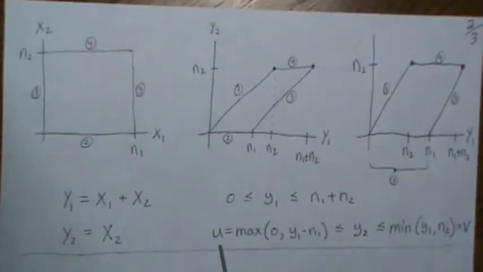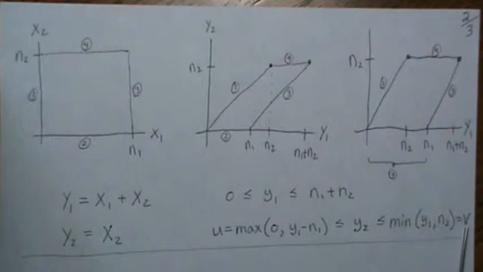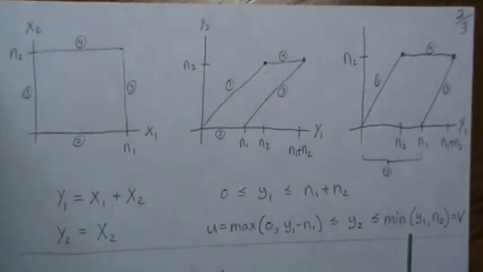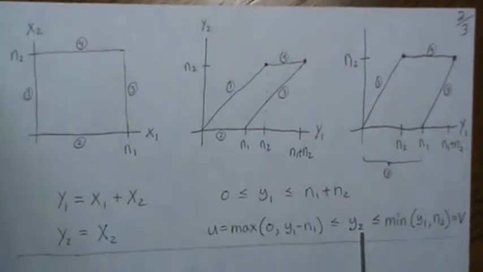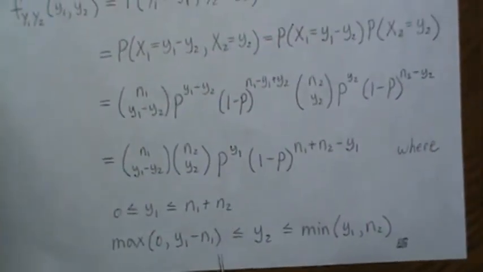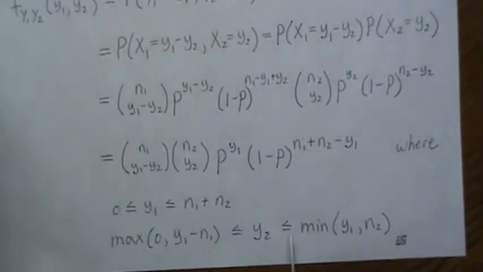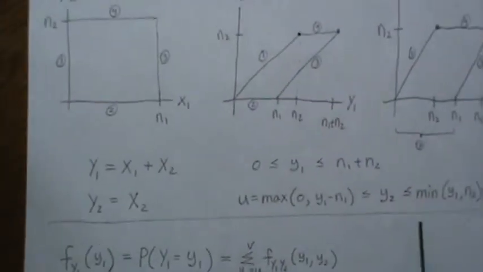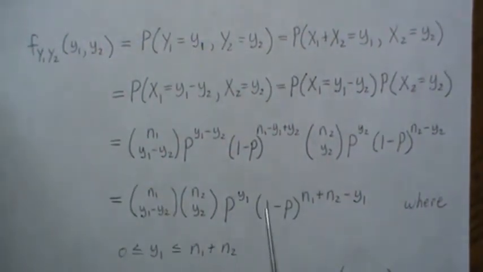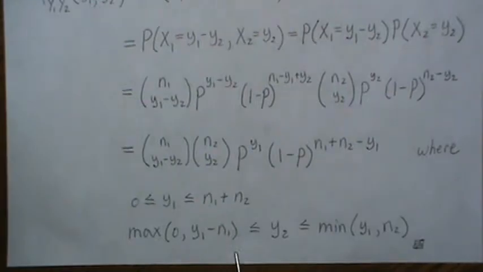So now if we generically call this U and this V, then our... so that's how we come up with this region right here, okay? Okay, so then we're done. This is the joint distribution right here with these restrictions.